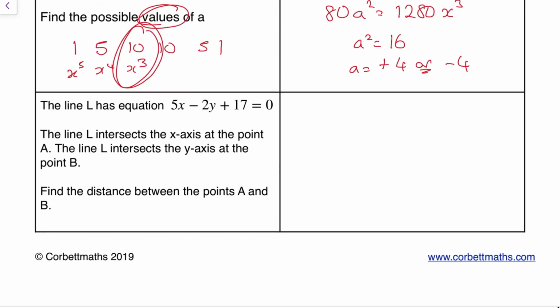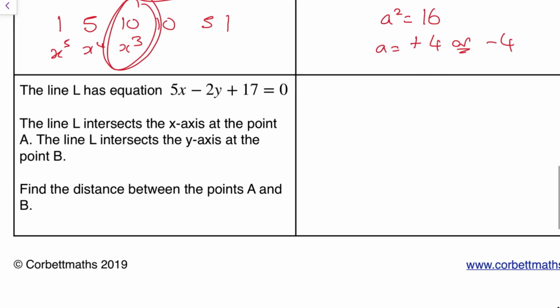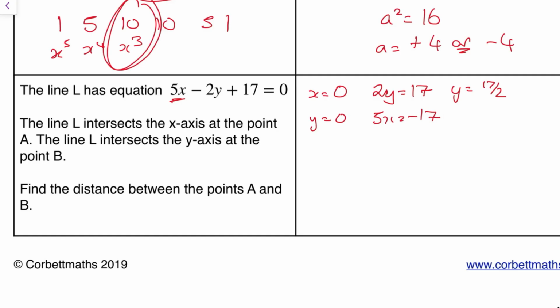These numbers feel familiar. Did we have these numbers earlier? Well, I think it might have been yesterday. The line L has equation, gives me an equation. The line intersects the x-axis at the point A, the y-axis at B. Find the distance. In other words, find the intersection points. What's the length between? So if x equals 0, then y, let's write it out. So 2y is equal to 17, which means y equals 17 over 2. Okay. If y equals 0, then 5x equals minus 17, which means x equals negative 17 over 5.